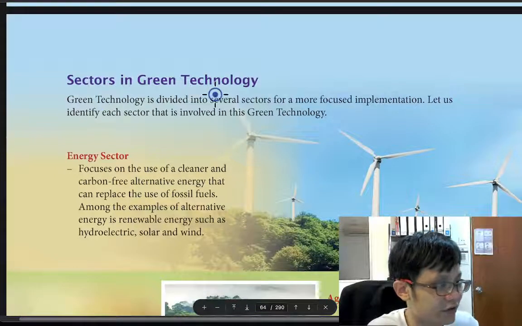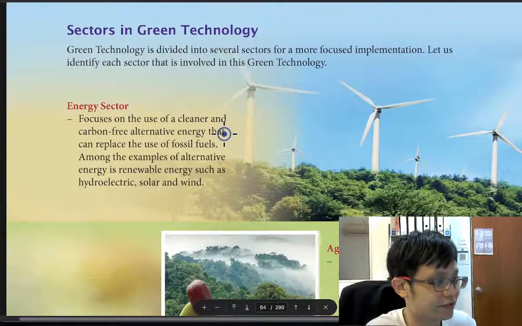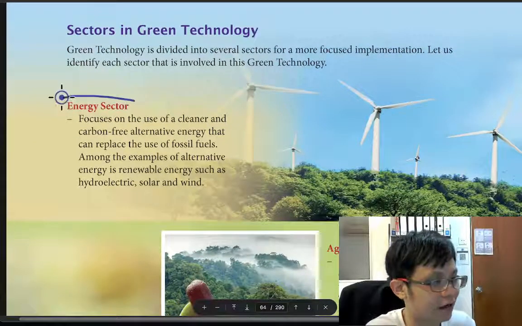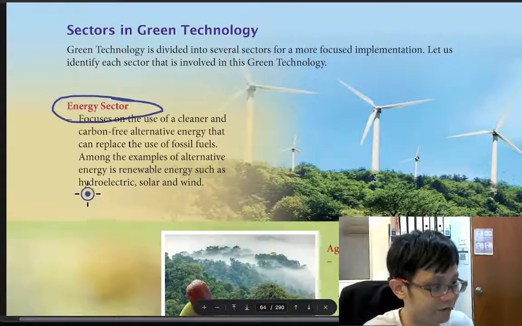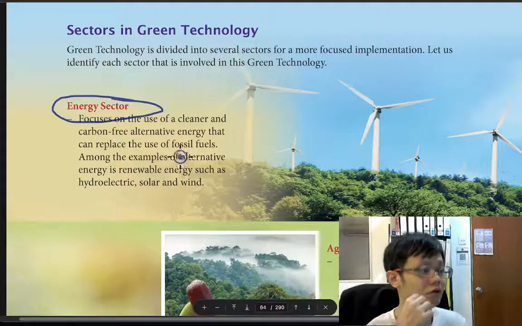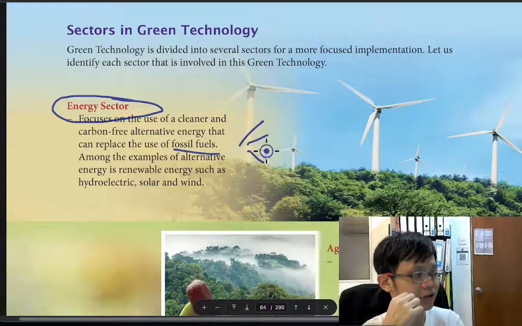Sector in green technology. Green technology is divided into a few more focused implementations. Let's identify the green technology. Okay, so there's a few sector categories. So there is an energy sector that you might want to use more to replace fossil fuel. I already said fossil fuel. What is fossil fuel?